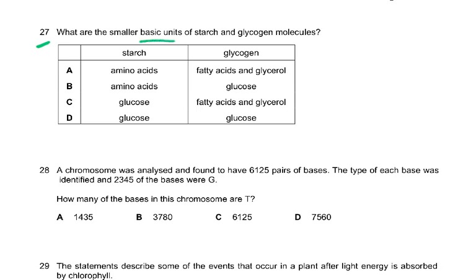Next question, what are the smaller basic units of starch and glycogen? We know starch is glucose and glycogen is glucose. So the answer is D. So it couldn't have been anything else.